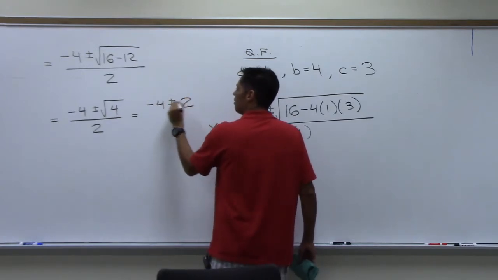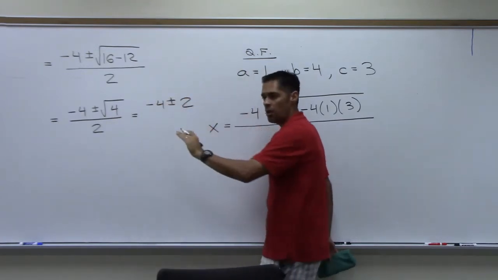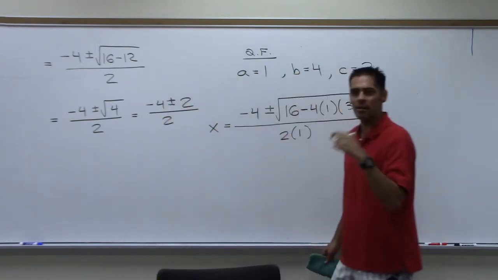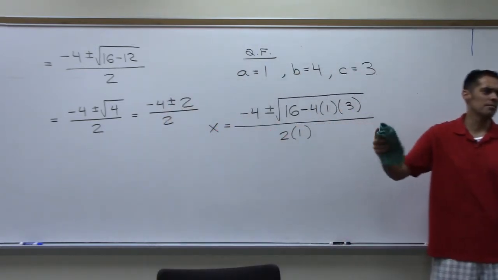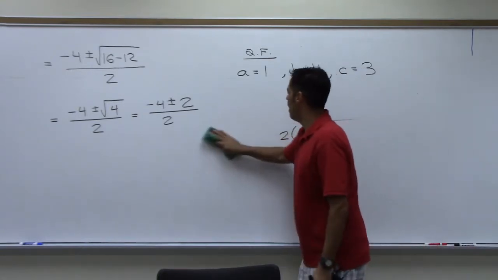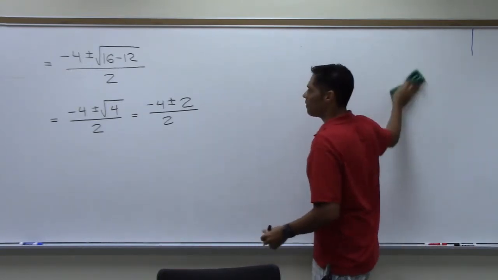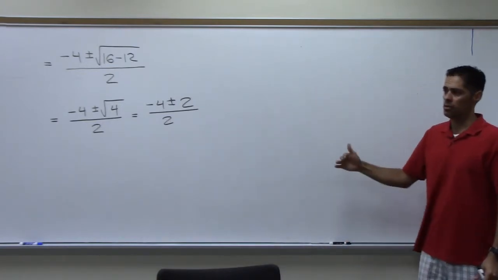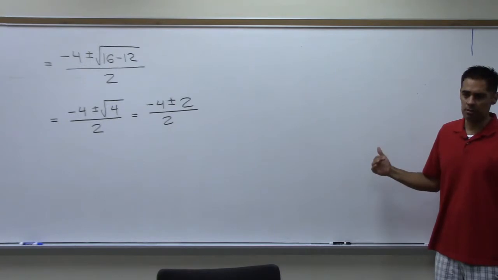No more radical sign, right? You took the square root, it's gone. That's another thing I see people do. They'll take the square root of 4 and they'll get 2 and they'll put it under a root again for some weird reason. And now we have 2 answers, don't we? We have 2 possible things to look at. Negative 4 plus 2 over 2, negative 4 minus 2 over 2.